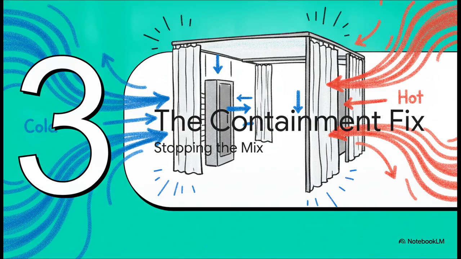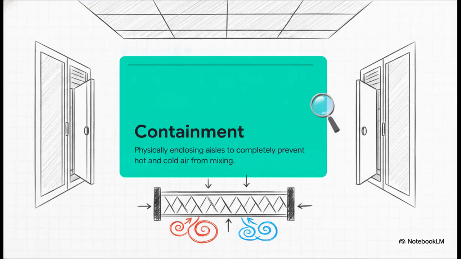Section 3, the containment solution. To actually solve this heat problem and stop this wasteful mixing once and for all, we need physical boundaries. Enter the ultimate fix, containment. This means taking layouts to the next level by physically enclosing either the hot or cold aisle using ceiling panels, end-of-row doors, and airflow barriers to completely prevent air mixing. We are literally building walls around the air. By turning an open space into an aggressively managed, sealed system, we actually achieve our goal. We stop the hot and cold air from mixing entirely.